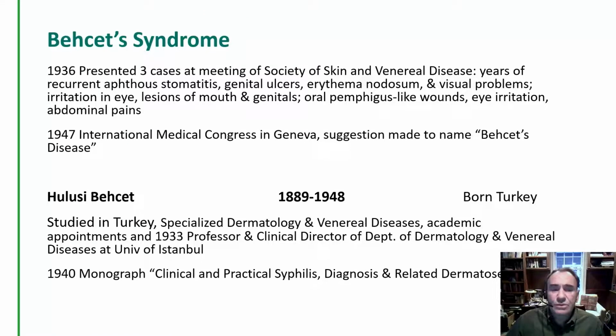Behçet syndrome is the next one. It was first described in 1936 when Behçet, who we'll get to in a minute, presented 3 cases at a meeting of the Society of Skin and Venereal Diseases. It described a couple patients, one with years of recurrent aphthous stomatitis, genital ulcers, erythema nodosum, and visual problems. Another patient had irritation in the eyes, lesions of the mouth and genitals, and the third patient had oral pemphigus-like wounds, eye irritation, and abdominal pains.